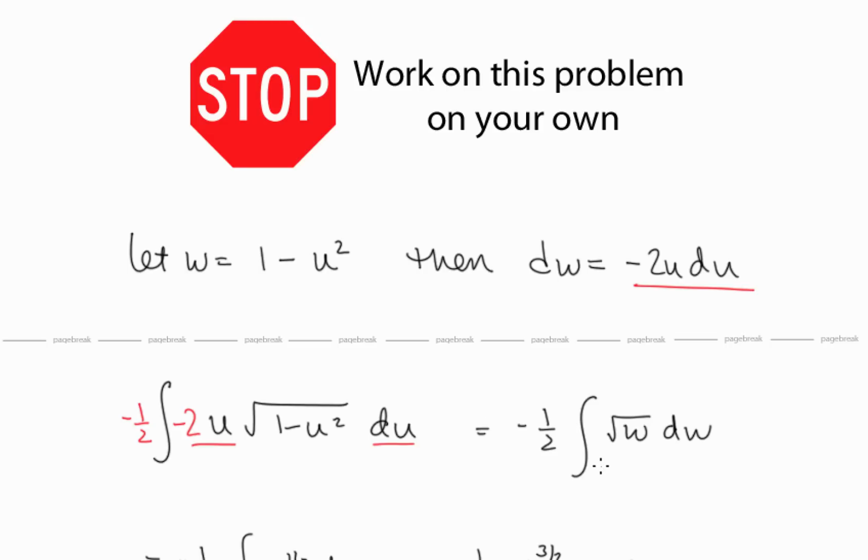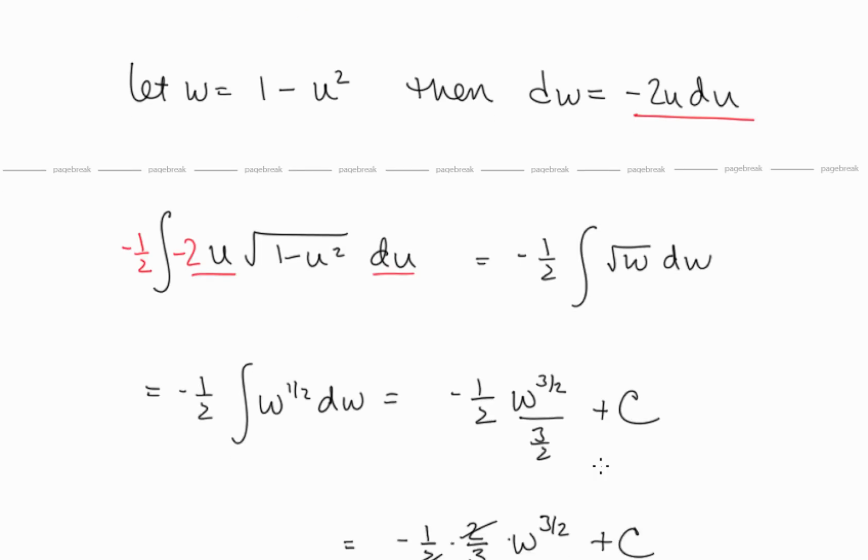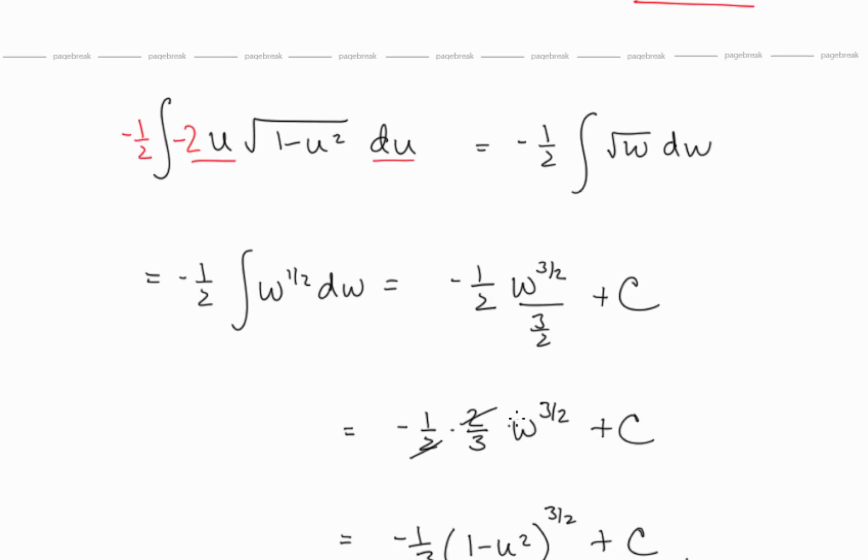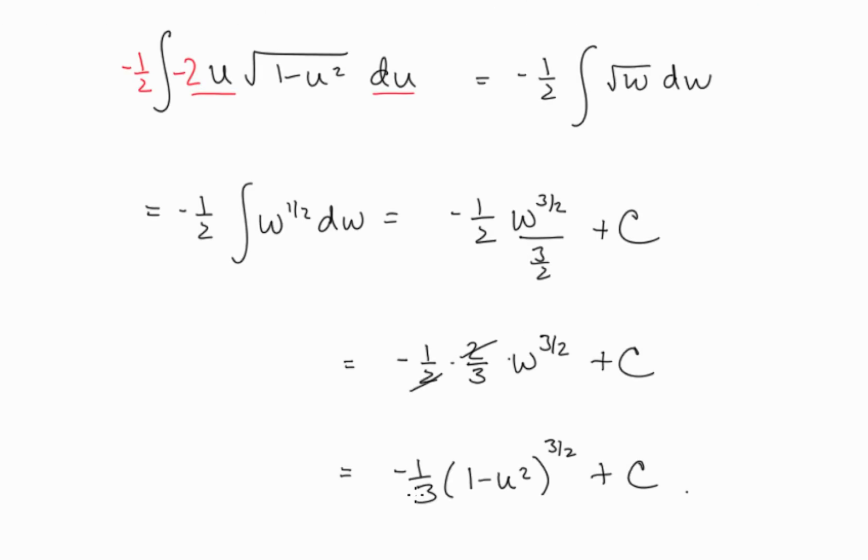And so we're here. Now we can integrate, but first we'll rewrite that as w to the 1/2 inside the integral. Then integrating, we have w to the 3/2 over 3/2, and we still have our factor of negative 1/2 and then the plus c. Simplifying here, the 2's cancel, we have negative 1/3, and then replacing w with 1 minus u squared, we're here. Negative 1/3, 1 minus u squared to the 3/2 power plus c.